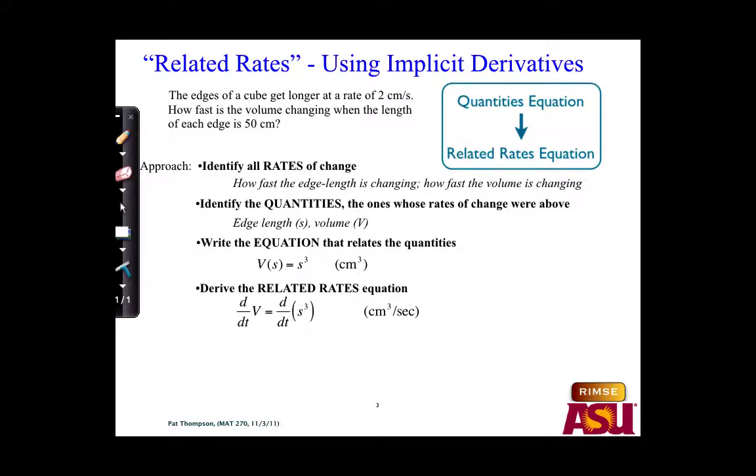If I take a derivative of V with respect to t, I don't know how volume is related to time, but I know that volume changes over time, right? Because the side lengths change over time, and the side lengths make the volume change. So volume is related to time, and the side lengths are related to time. So I could actually think of both of those as whole functions as opposed to just simple variables. I think of it as V of t and S of t. So V of t equals S of t to the third power.